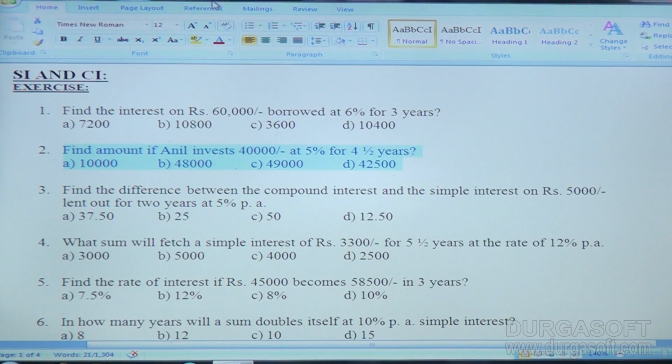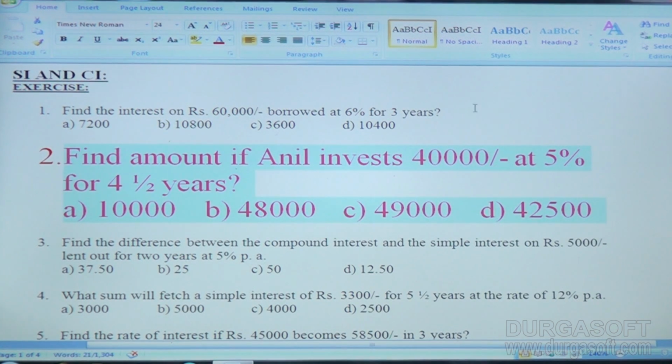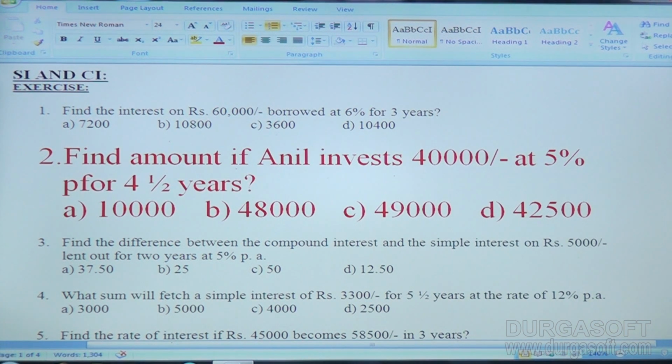Look at the second question. Find the amount if Anil invests 40,000 rupees at 5% per annum for 4.5 years. He asked the question, find the amount. So the amount is equal to the formula, what, in simple interest? P of 1 plus TR by 100.